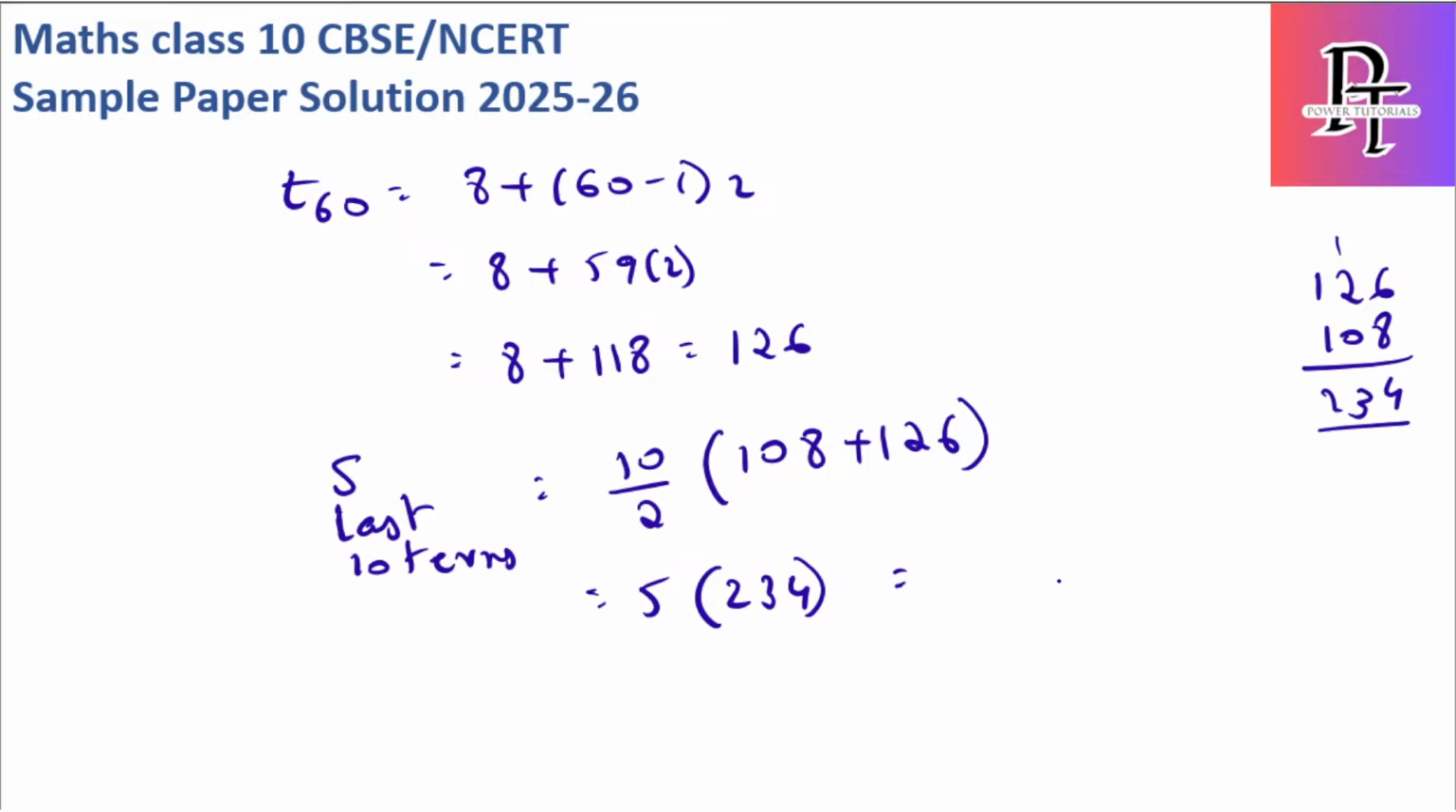So let's solve it. 5 times 4 is 20, 5 times 3 is 15, plus 2 is 17, 5 times 2 is 10, plus 1 is 11. So the answer is 1170. This carries 1 mark, and the steps you have performed will be considered for half a mark, like the T60 and T51 you solved. This will carry another half.